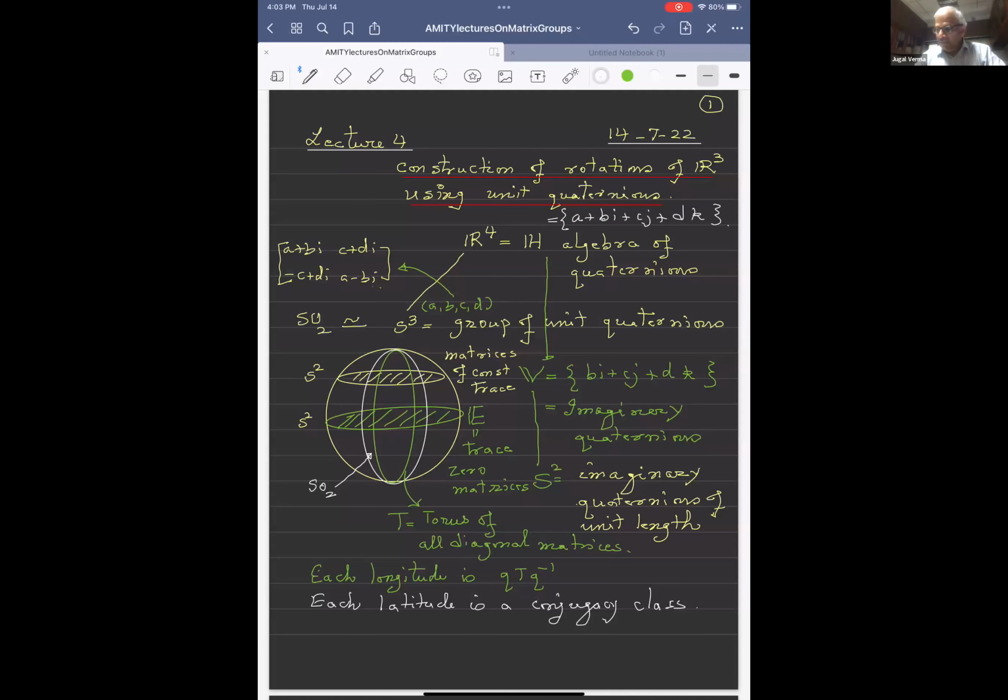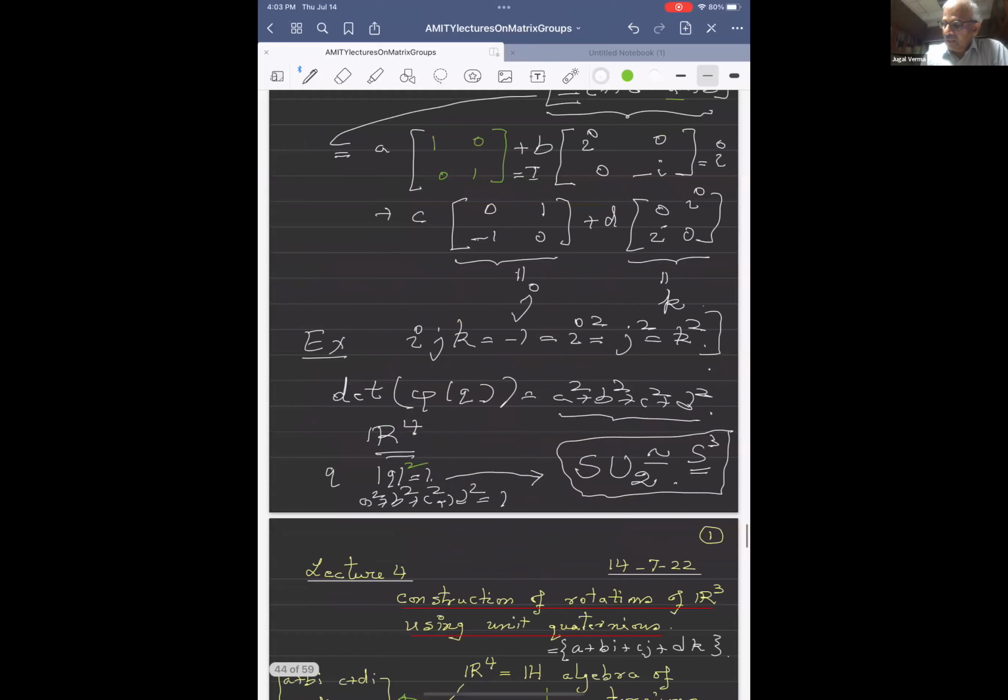Okay, so last time I introduced the algebra of quaternions. Let me review quickly.